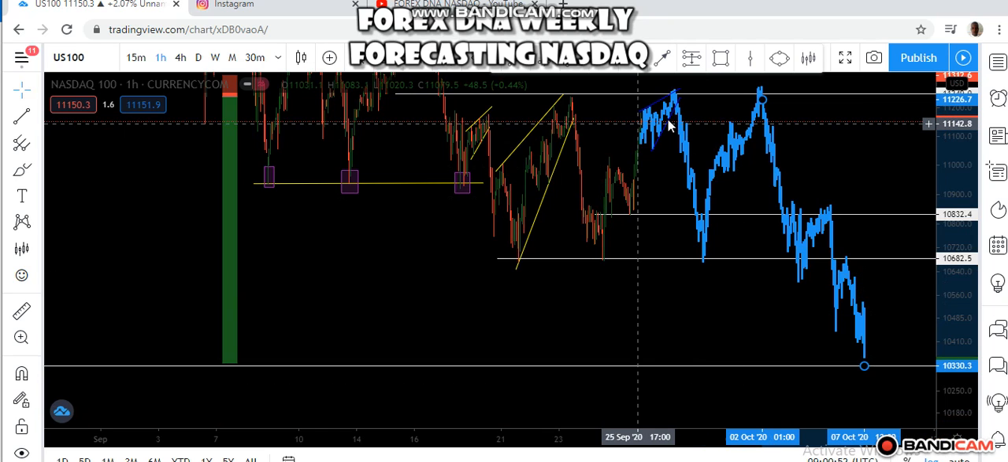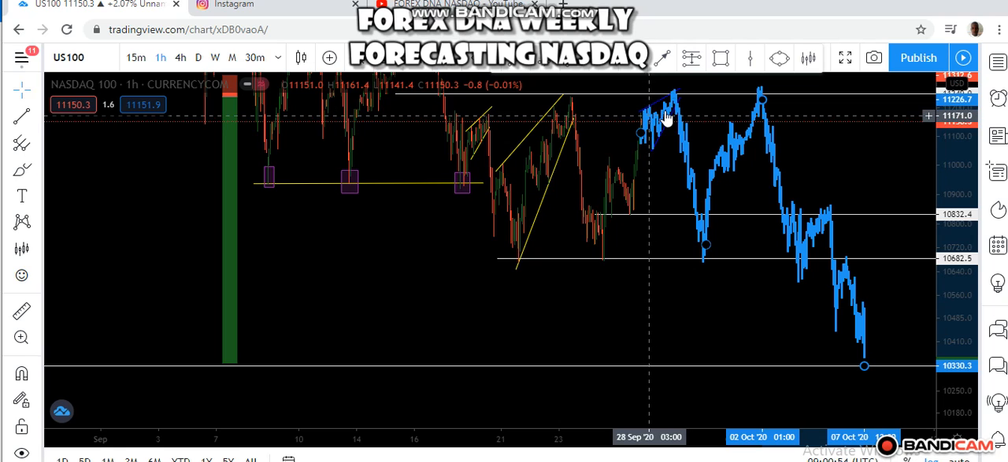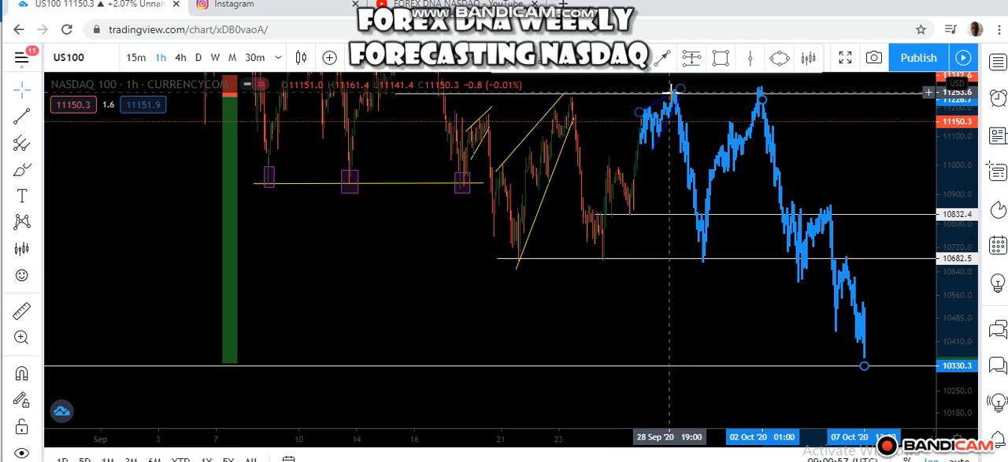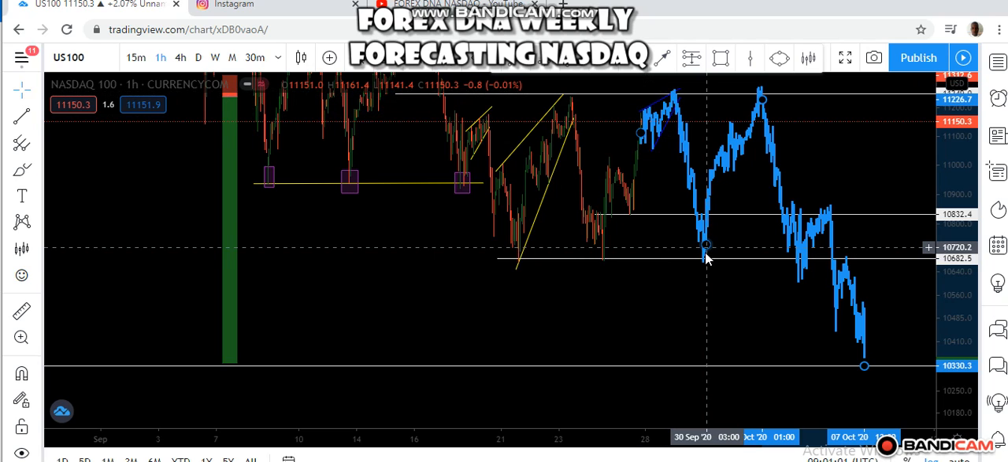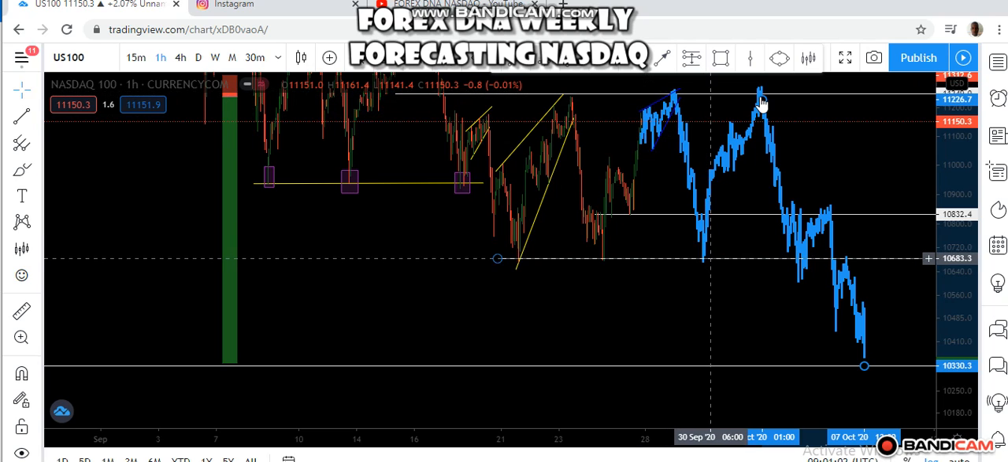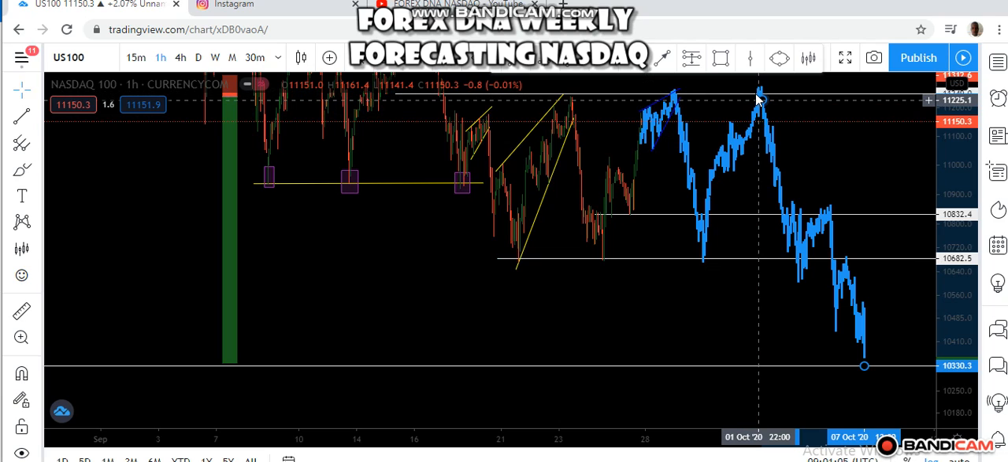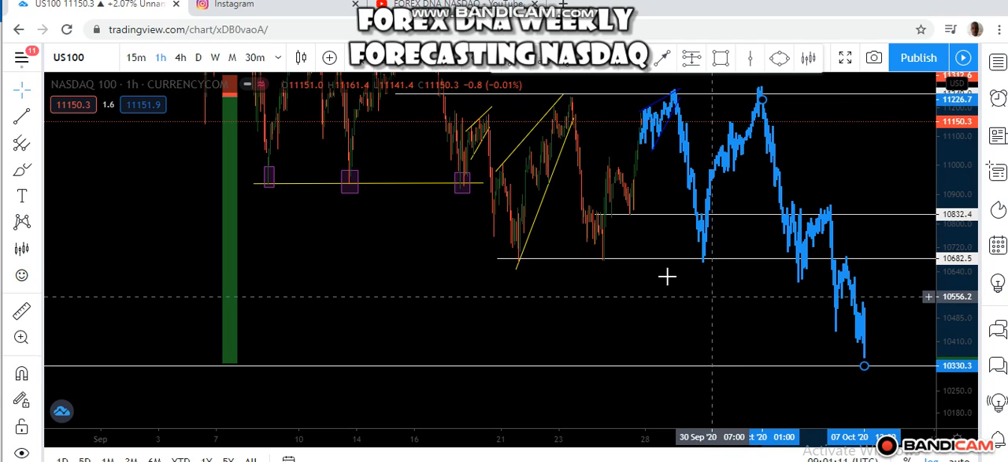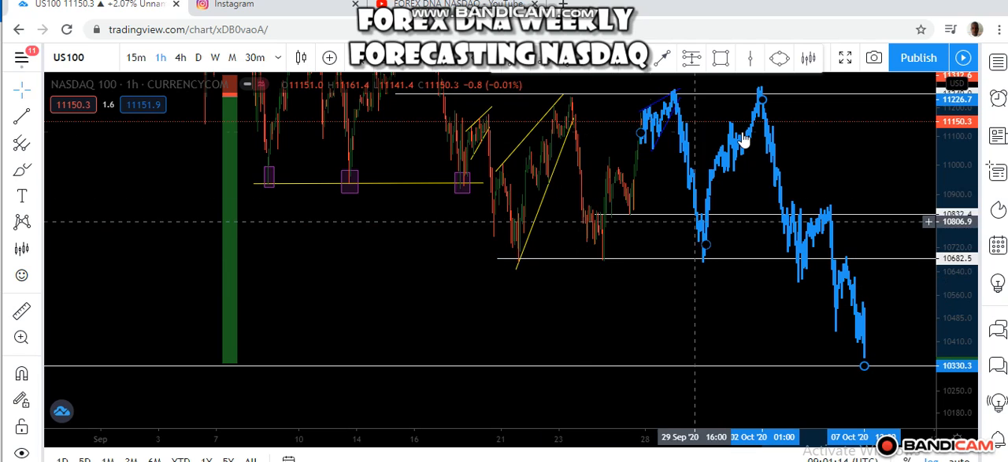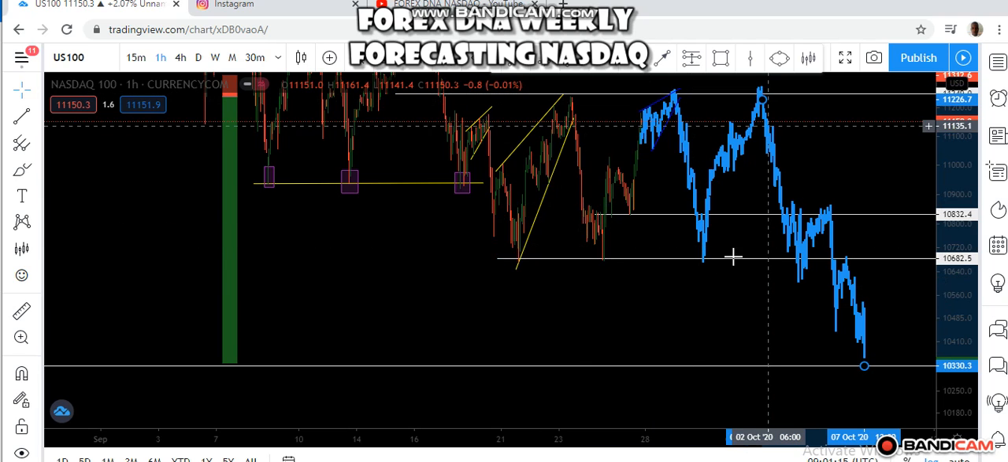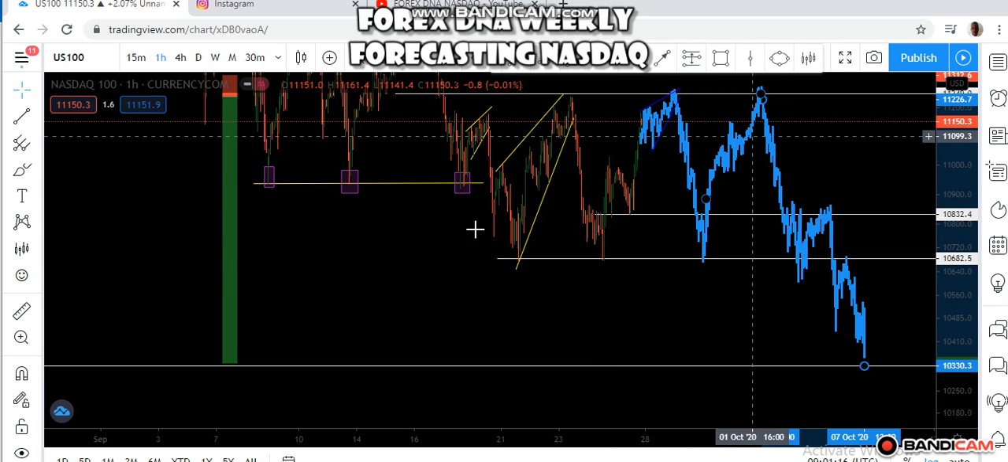We're expecting a pattern like this. After that, we will take our sell here, then we will hold it until here. After that, we will take our buy somewhere here until here. After that, we are taking a long sell from this point to this point. That's what we are expecting on Nasdaq. Next week, it will form something like an M.